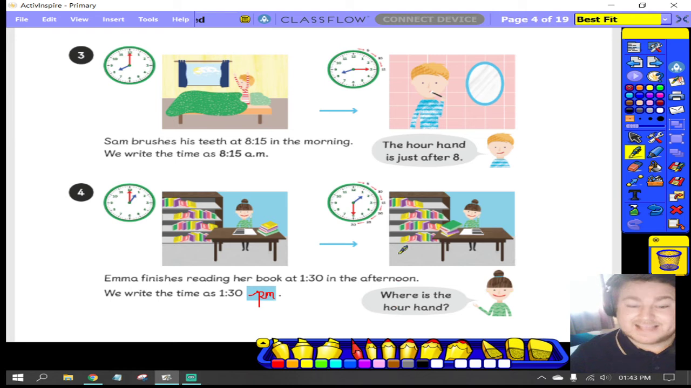Where is the hour hand? We've already had a look at this. We've noticed that it's in between the hour of 1 and the hour of 2. In fact, it's spot on in the middle there. It's halfway between 1 and 2, 1:30 in the afternoon.